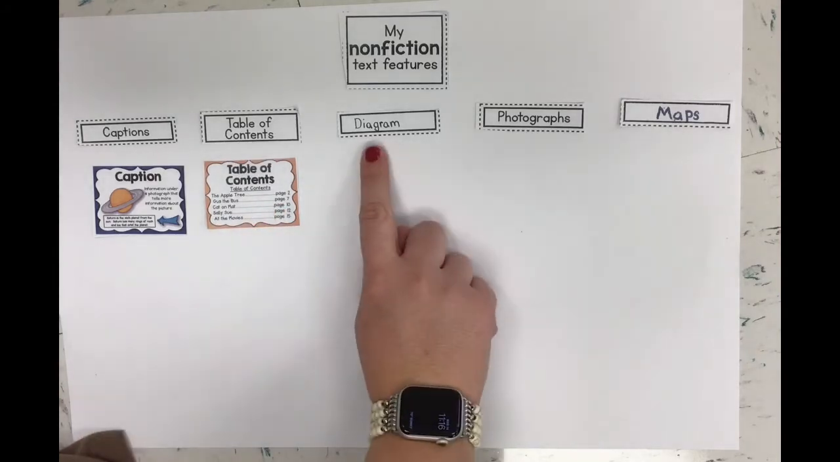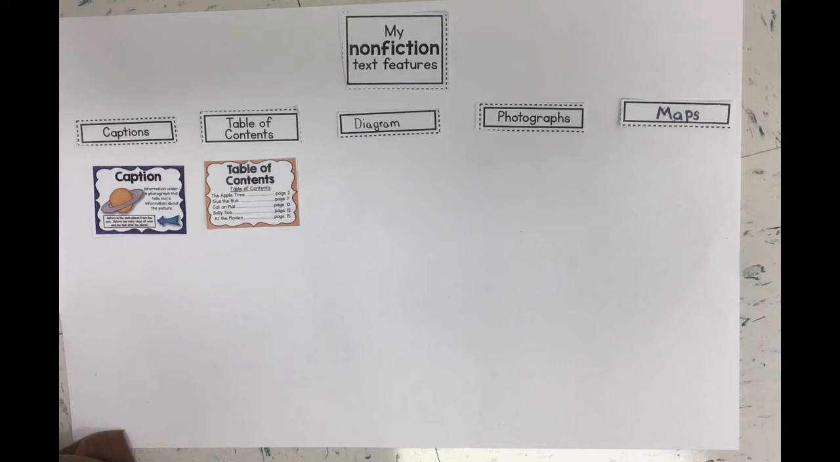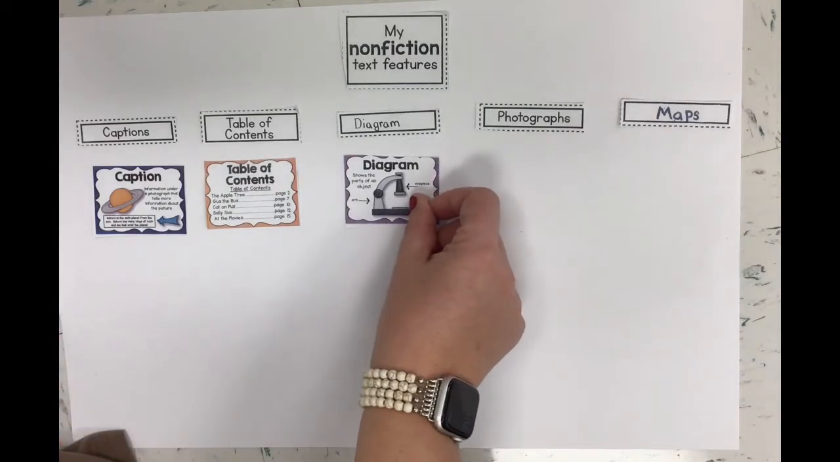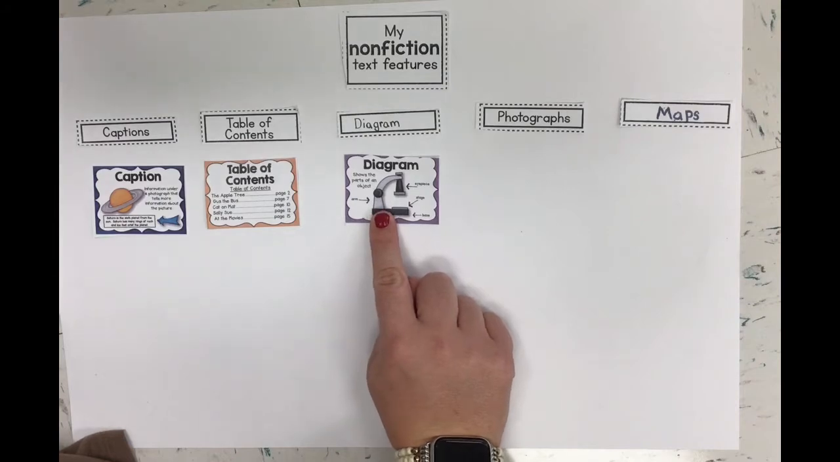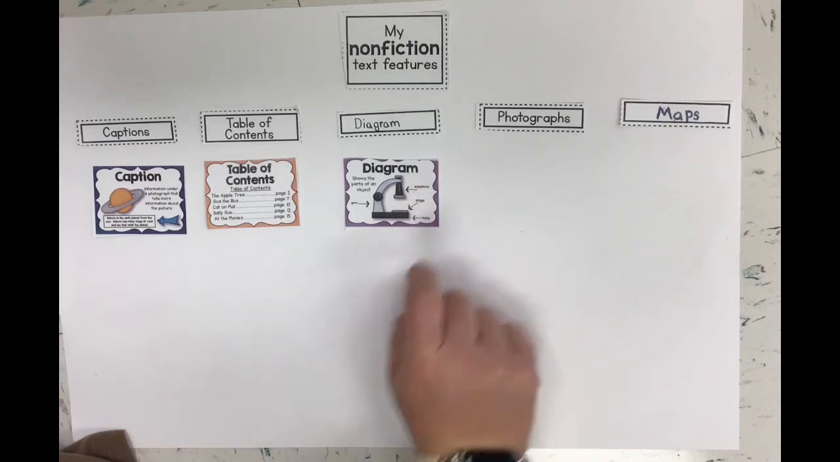And then the next one is a diagram, and a diagram is usually a picture or a photograph that has labels. So our picture is of a microscope. So it's an illustration or clip art of a microscope, and then the diagram has labels that tells me about the different parts.